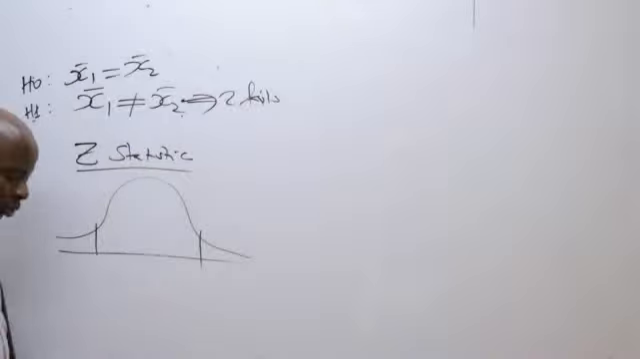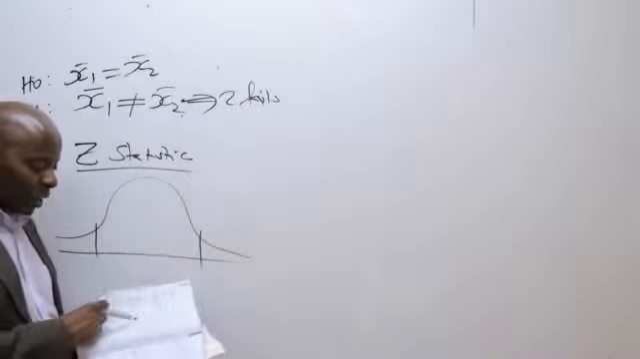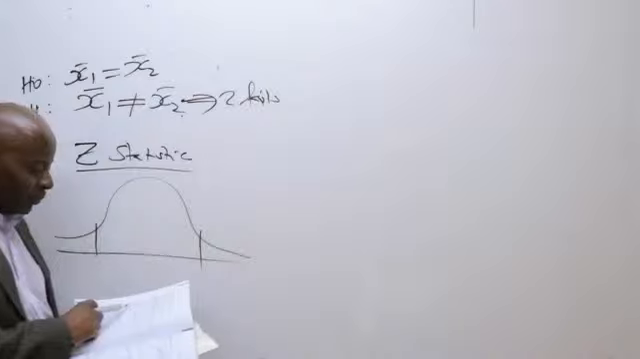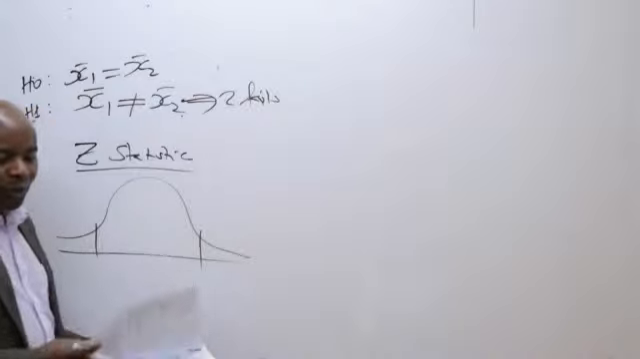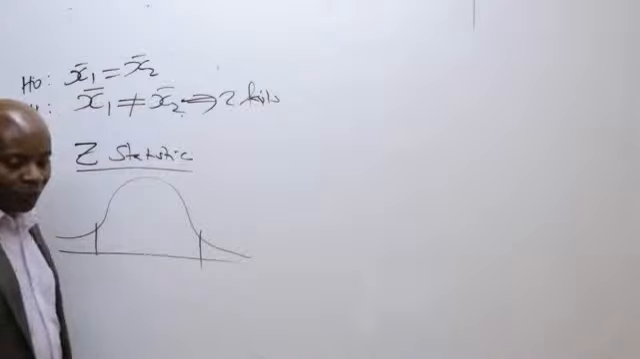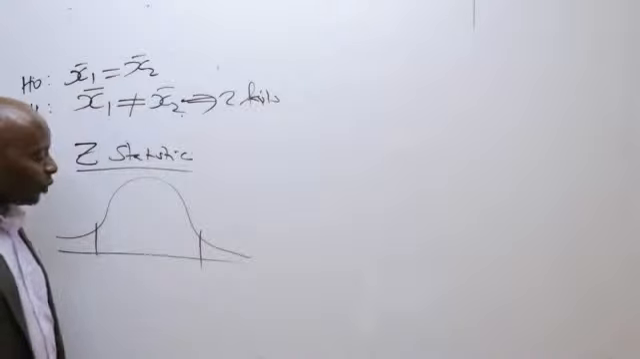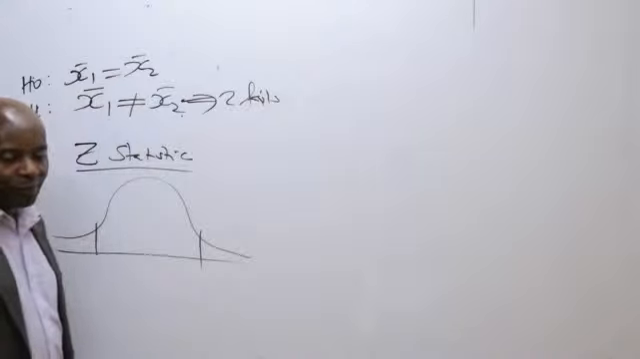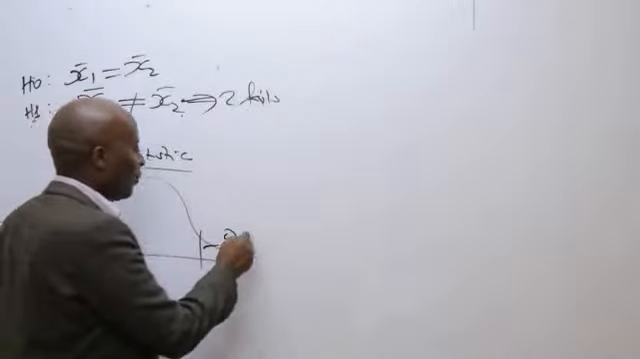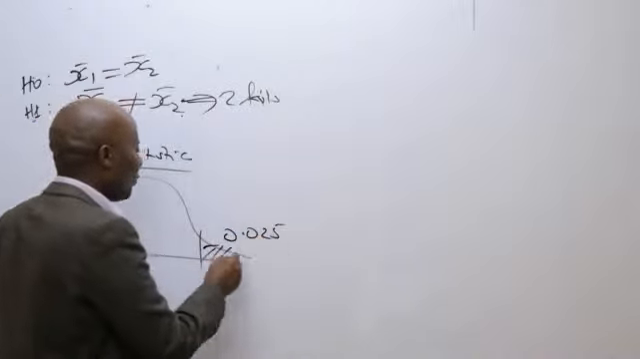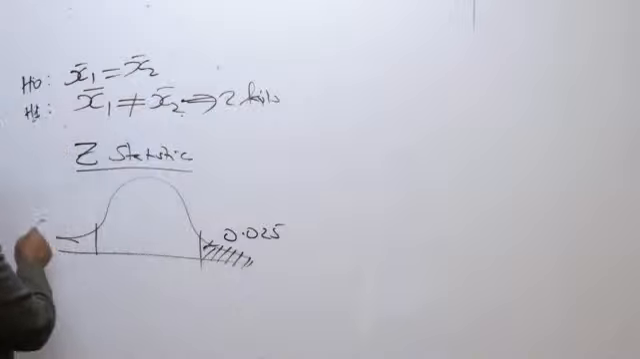0.05 divided by 2, what do we have there? Please help me. 0.05, the level of significance, divided by 2, that will give me what figure? 0.025. And of course this other area will be 0.025.